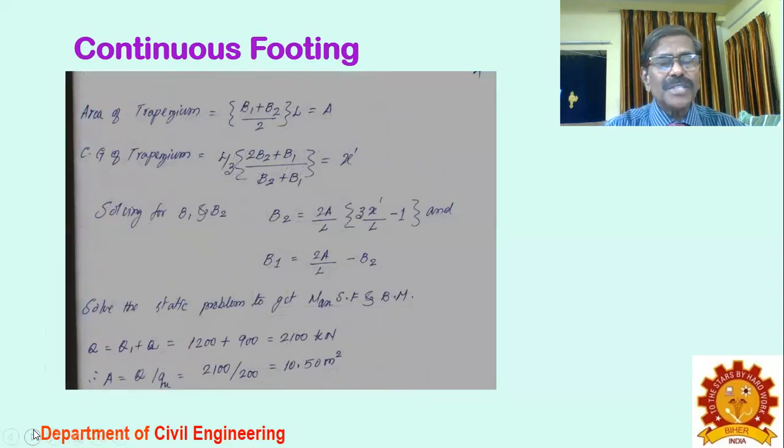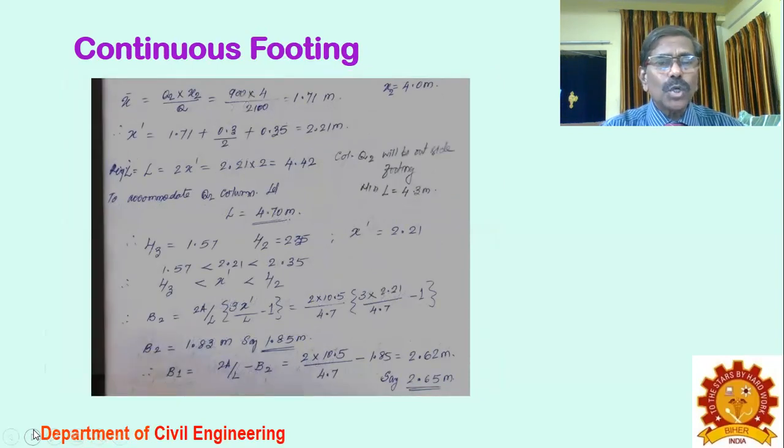So area of the trapezium you get (B1 plus B2) by 2 into L equal to area. And CG of a trapezium, you know, is L by 3 of (2 times B1 plus B2) by (B1 plus B2). Solving you get B1, and substituting in that with Q1, Q2, you get area equal to 10.5 meters square.